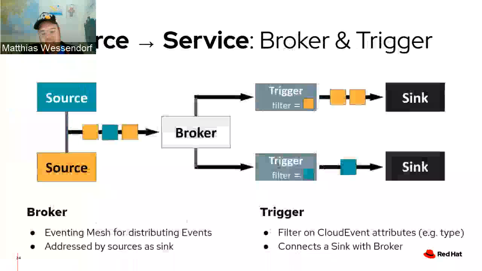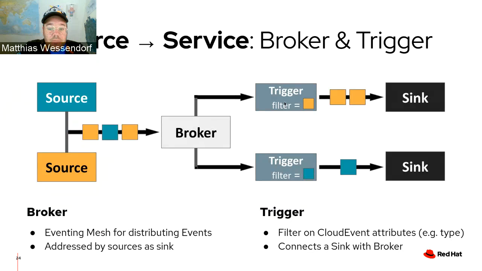And the last, more universal option is really the source and service delivery through a broker and a trigger. This is really a nice way to see all of the benefits of Knative eventing. Basically, you use the Knative broker as your eventing mesh for distributing all of the events in your specific namespace. What we see here is I have a green source and a yellow source, and a few events emitted to the same broker, the Knative broker.